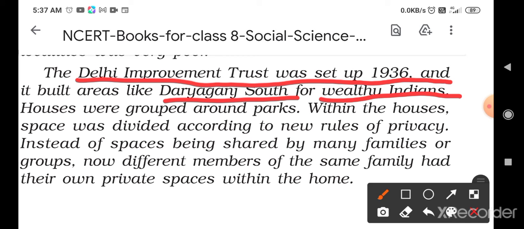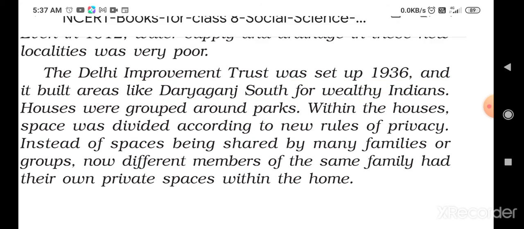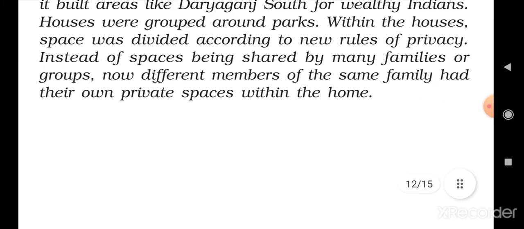This thing was not in the Indian houses.